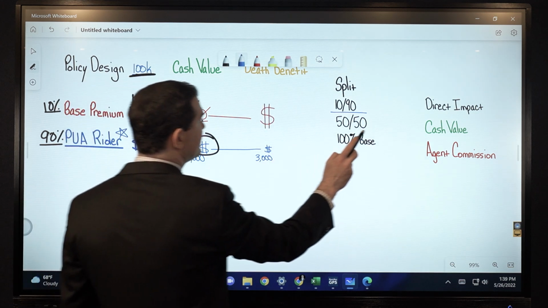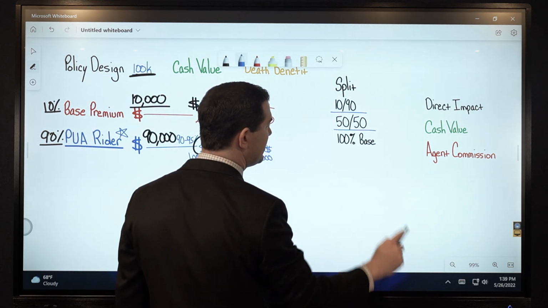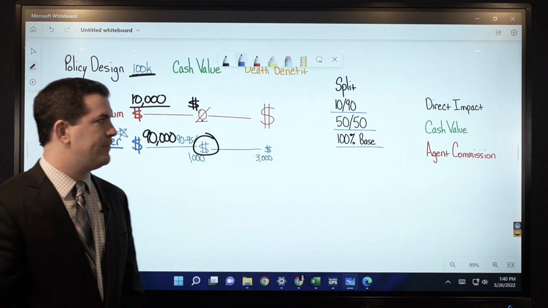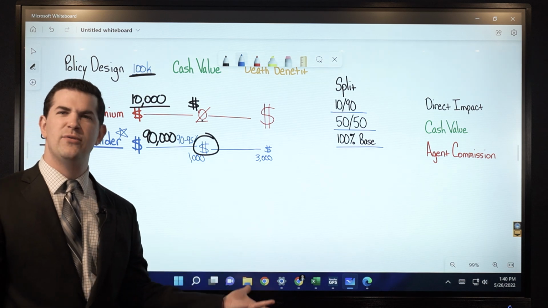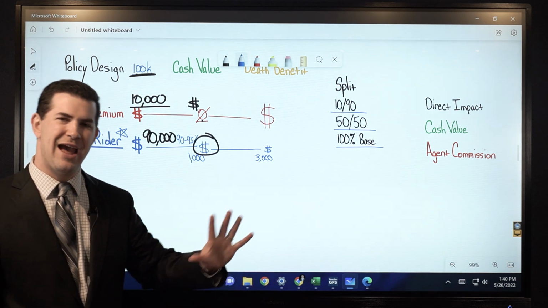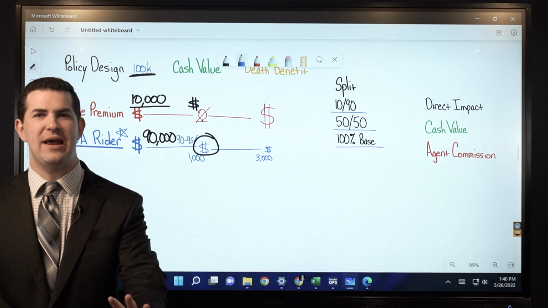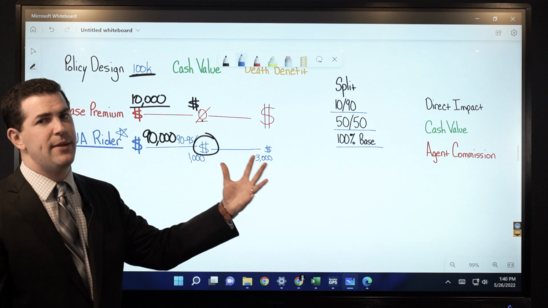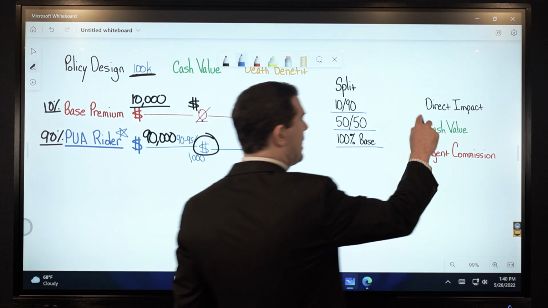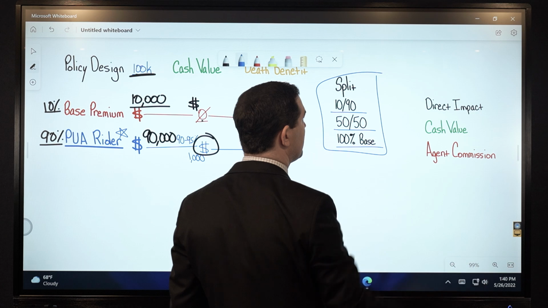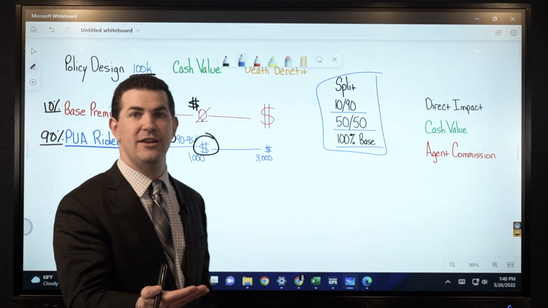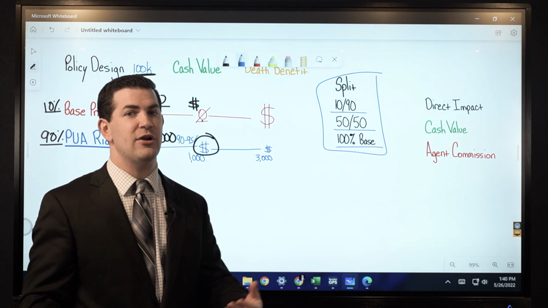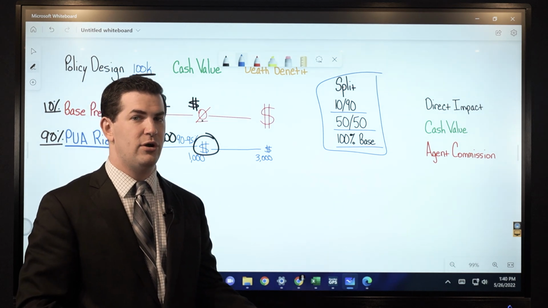So I've got that 10/90 split, but then I also see a 50-50 split and also a 100% base premium. Here's the thing: how do those different ways that I can design a policy impact your cash value? Again, if your goal is to maximize cash value, how do these different splits directly impact you based on the seen, meaning the actual illustrations, but then also the unseen? Maybe it's guaranteed values that I wasn't shown, that's also on an illustration.